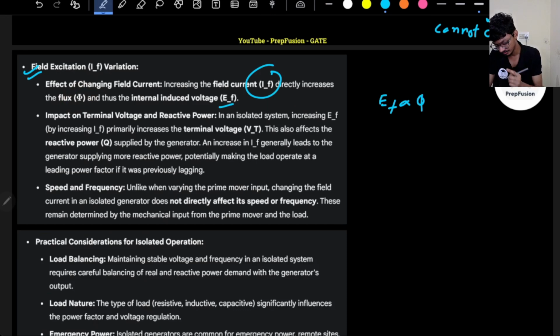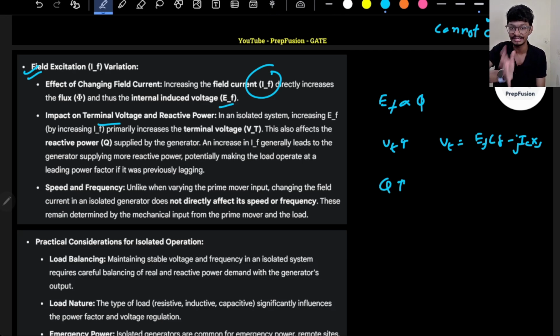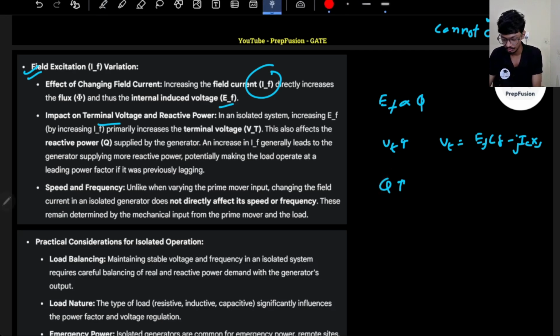So Ef will increase. If I increase Ef, then the terminal voltage Vt will increase, because Vt is Ef angle delta minus j Ia Xs. So automatically if Ef is increasing, Vt will also increase. If armature current is assumed to be constant, that will also change actually. What will happen to the reactive power? Reactive power also will increase because I am providing more excitation, so the generator has more flux. Reactive power will try to increase, but the load can only take a constant reactive power.